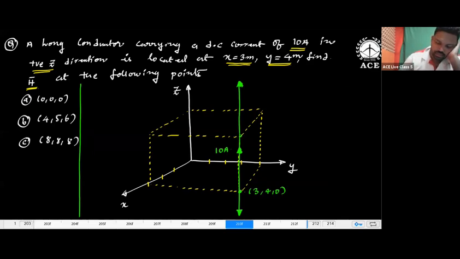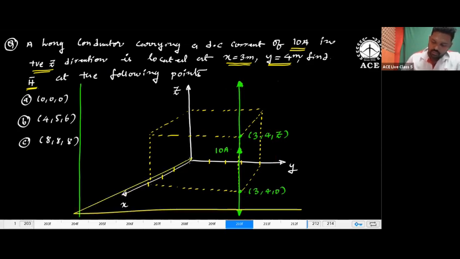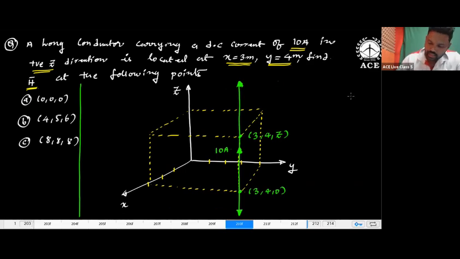What is this point? 3, 4, Z. Yes or not? What is changing on the line? Z value is changing. We have done the same thing when we were dealing with what is called an infinite line charge. Here also something similar, but here it is current. There that was a line charge. So I want to find out the electric field. Let us consider some point here. This point is, let us say, 8, 8, 8. Somewhere here, 8, 8, 8.